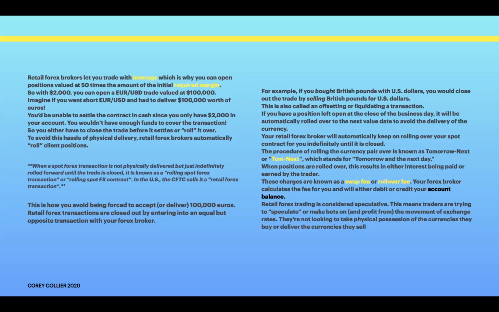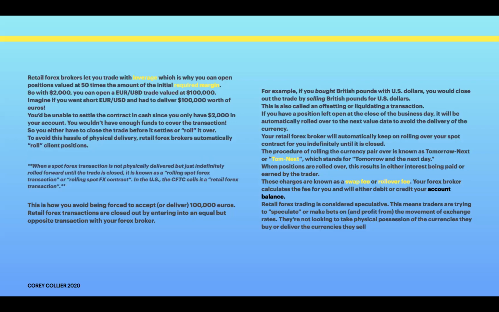The procedure of rolling the currency pair over is known as tomorrow next or time next, which stands for tomorrow and the next day. Once you get deeper down the road and do this full time, you start talking with your trade buddies, and you'll be able to understand what they mean if they say, hey, time next, right? These charges are known as a swap fee or a rollover fee. Your Forex broker calculates the fee for you and will either debit or credit your account balance.